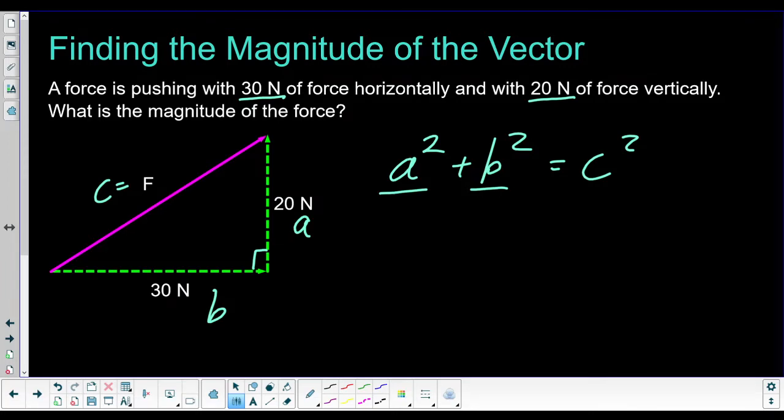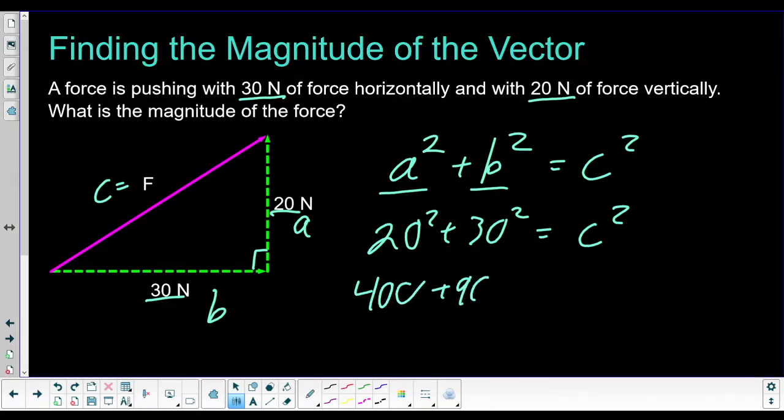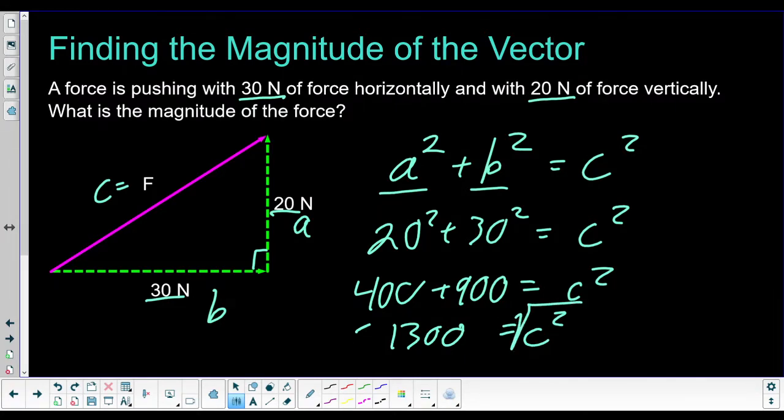So if we take our A and B, we're going to square them, add their squares together, and that'll give us c squared. Then we'll have to take a square root to get the hypotenuse. So we're going to have 20 squared plus 30 squared, oh, not 30 degrees, 30 squared equals c squared. Okay. So 20 squared is 400, 30 squared is 900, equals c squared. So this is 1300. Now we take a square root on both sides to cancel the squared.